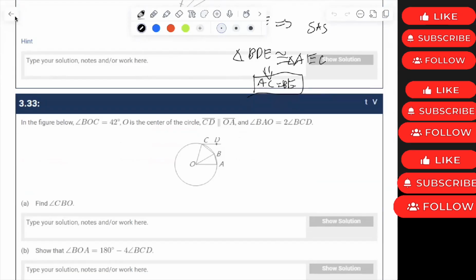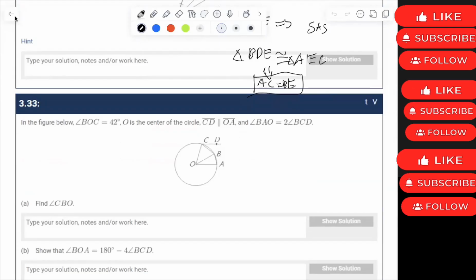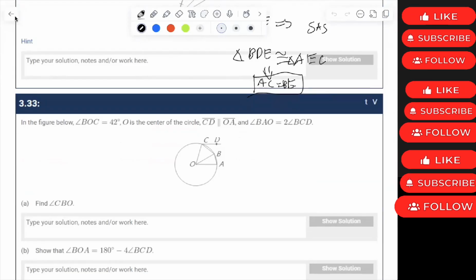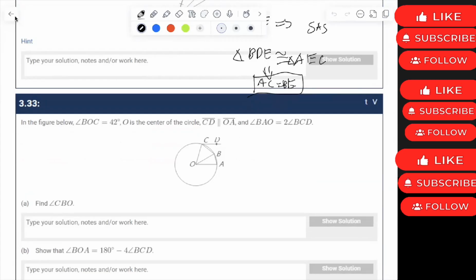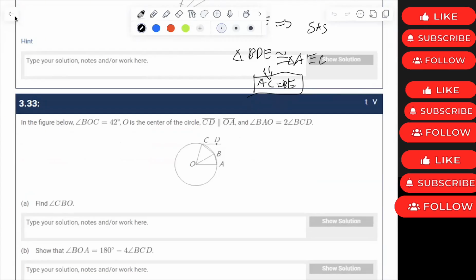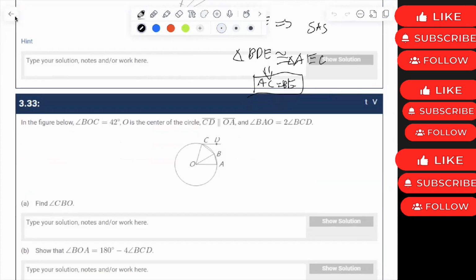In the figure below, BOC is 42 degrees, O is the center of the circle, CD is parallel to OA, and BAO is equal to BCD. Now, we want to find CBO. How do we approach that?